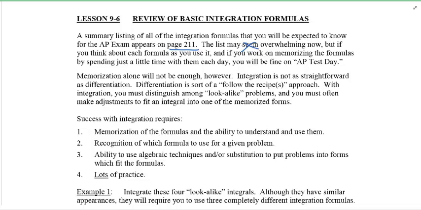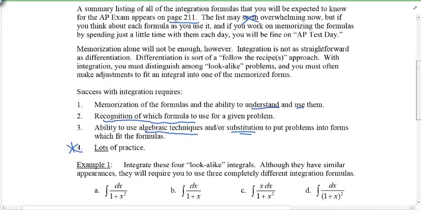Understand when to use them. Recognition of when or which formula to use. Using algebraic techniques to manipulate, or substitution, to put them into formulas that are nice. And most importantly, lots of practice.